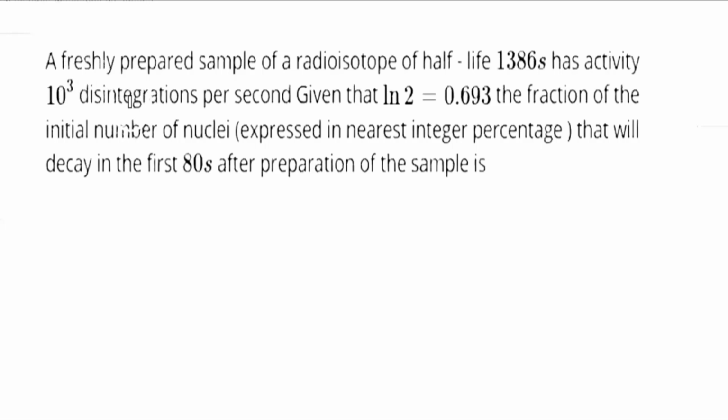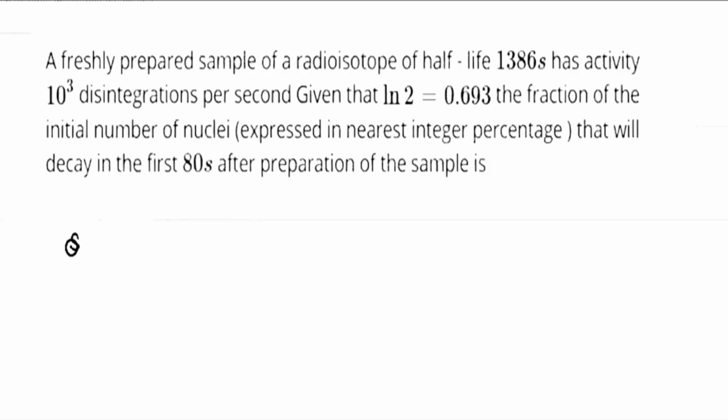Hello students, today our question is: a freshly prepared sample of a radioisotope of half-life 1386 seconds has activity 10 power 3 disintegrations per second, and given that log 2 is 0.693, find the fraction of the initial number of nuclei that will decay in the first 80 seconds after the preparation of the sample. So we have to find the fraction of the initial nuclei here.